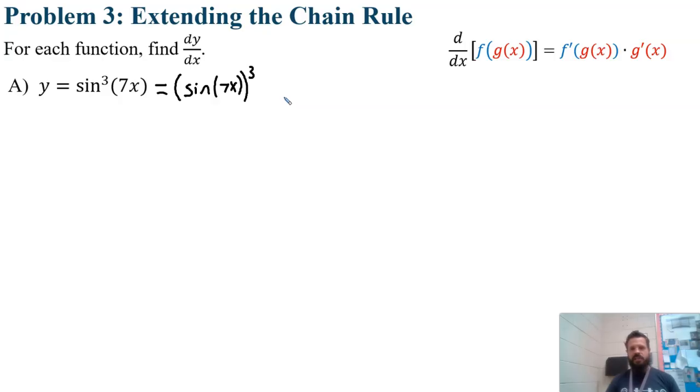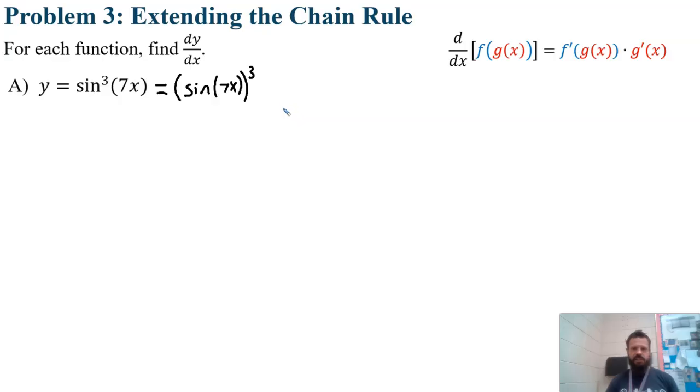And why we're going to say this is an extension of the chain rule is when I think about this one, how many functions do I have? Well, I have x to the third on the outside, and within that I have a sine of x. And then within the sine I have a 7x. So really this problem is a composition of 3 functions.